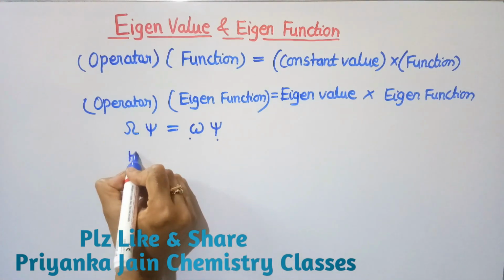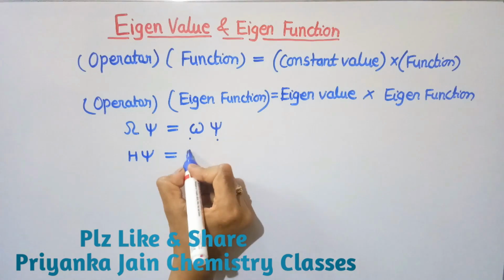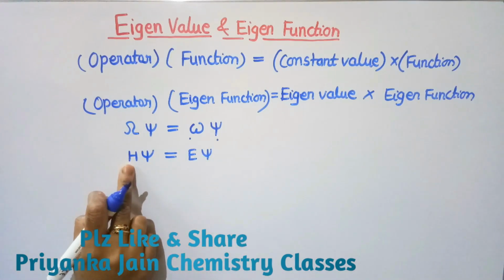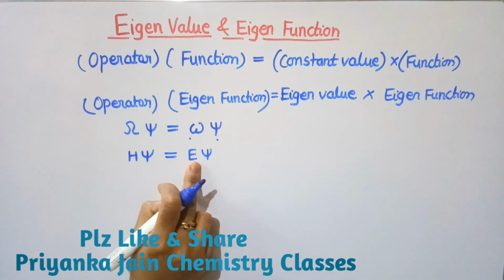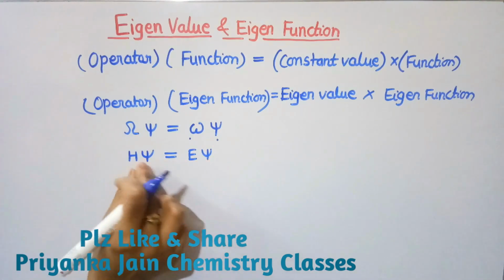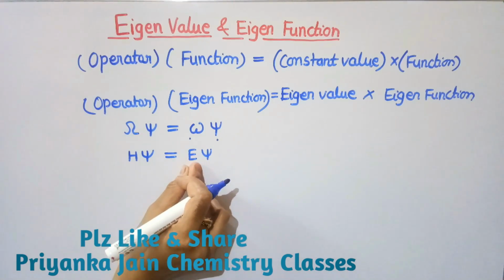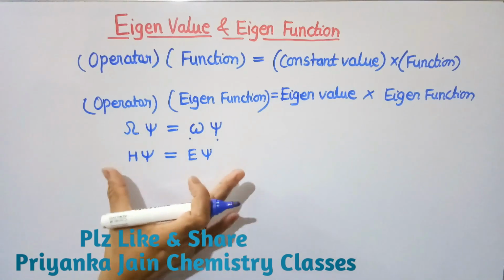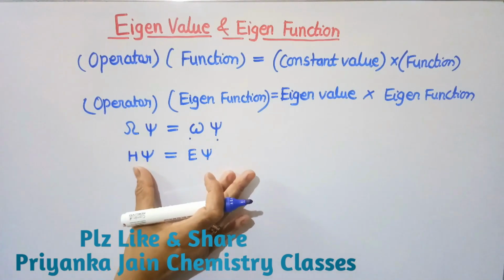You have already seen this in the Schrodinger wave equation: H psi is equal to E psi. Here this is the Hamiltonian operator. It is applied on the function, and then we get the energy and the psi again. We get psi as it is, and this is a constant value showing the energy. This is called the eigenvalue, this is called the eigenfunction, and this type of equation is known as the eigenvalue equation.